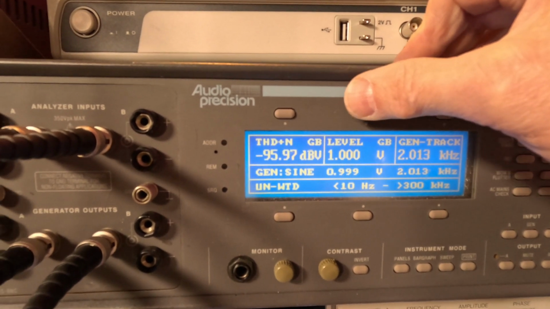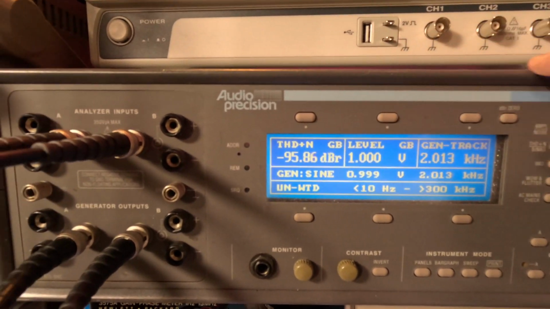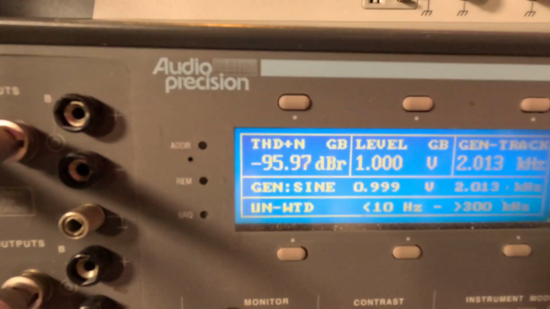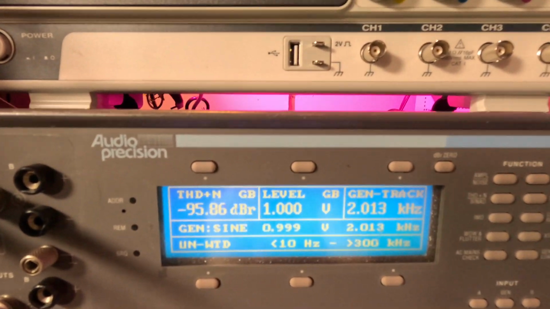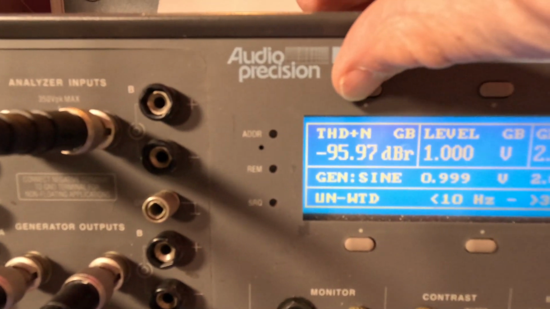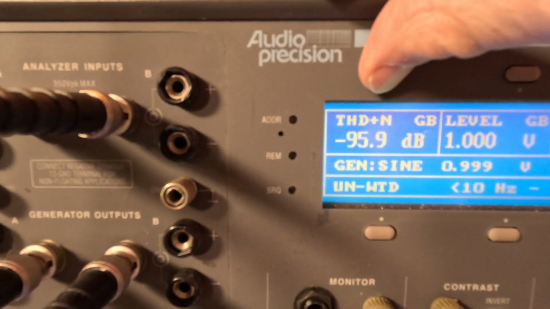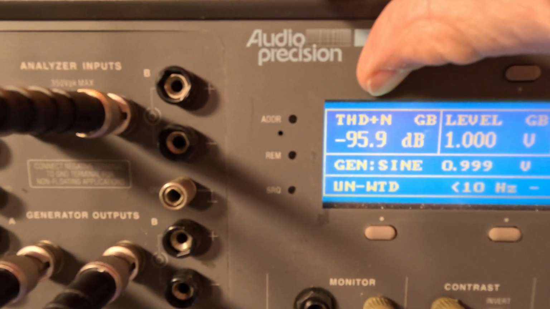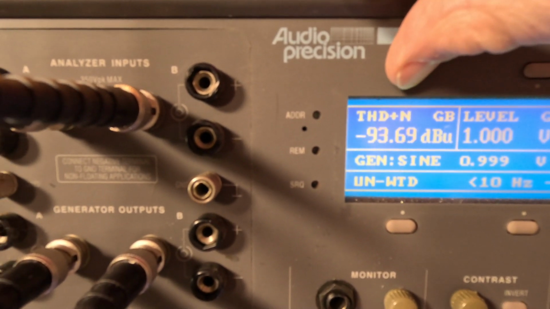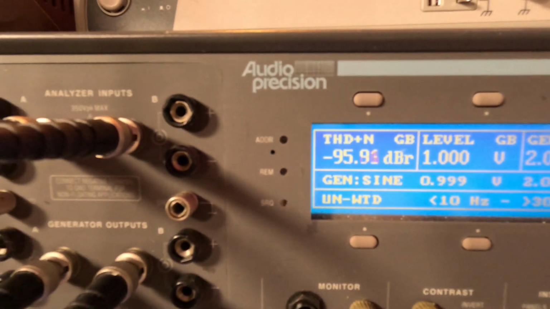So pretty darn nice, right? I mean, it's just very intuitive. So right now I just got my inputs to my outputs. So look at that. It's pretty low, minus 96 almost. That's dBr. Okay, so that's THD plus noise. That's 0.0015 or 0.96, depending on how you like to look at it. And you can go microvolts too. So I think that's pretty nice that you can set it up and do all that stuff.